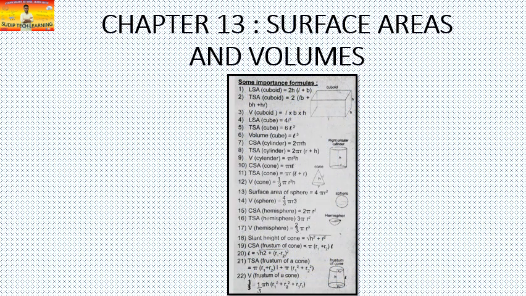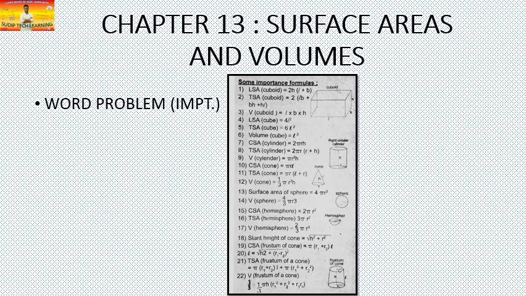Moving on to chapter number 13, surface areas and volumes. I would give you this long list of formulas. You will say this is a long list of formulas, and finally you will conclude, okay, I'll skip this chapter. You don't have to skip chapters, because in this chapter word problems come, and at least you have to know these formulas.